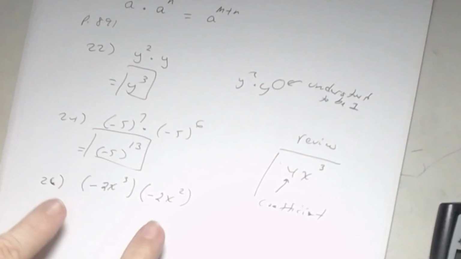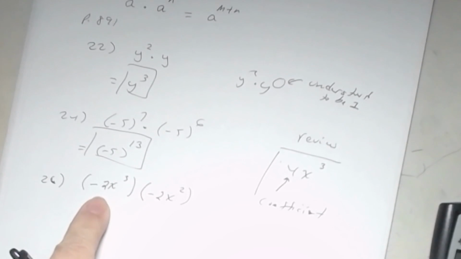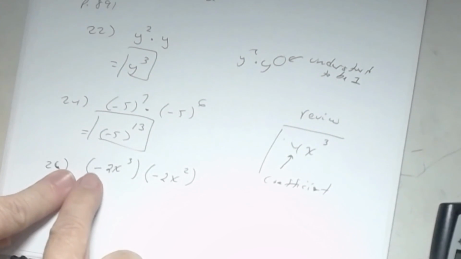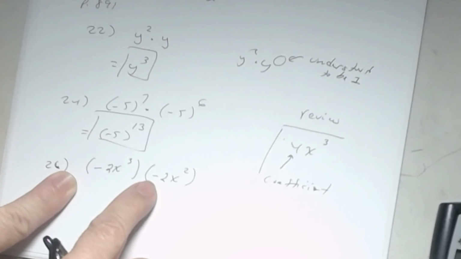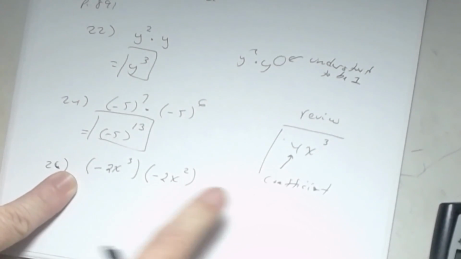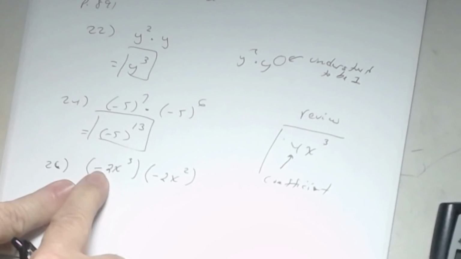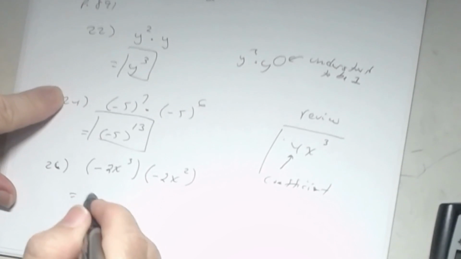So what I would do first here is, remember all this is what kind of operation? Multiplication. Notice when I read this, even though these expressions are enclosed in parentheses, I'm reading it as negative 2 times x cubed times negative 2 times what? X squared. So deal with the coefficients first. What's a negative 2 times a negative 2? Positive 4.